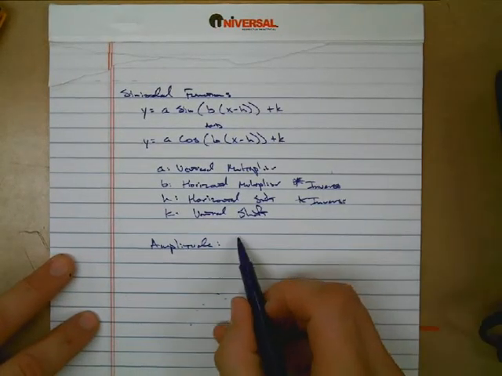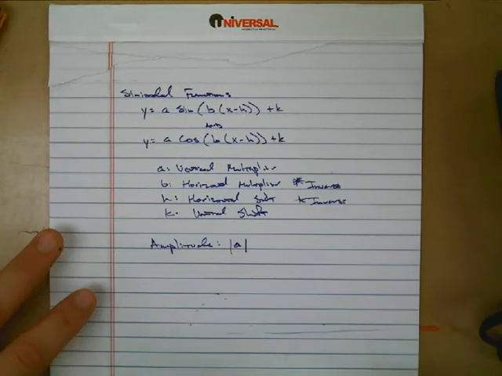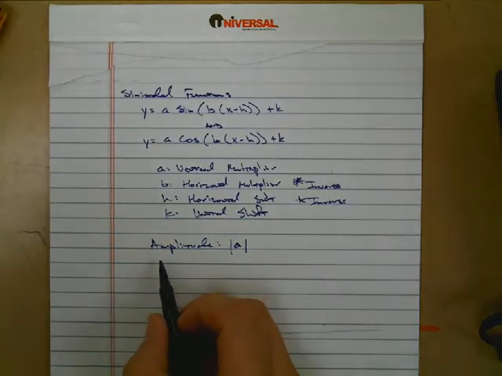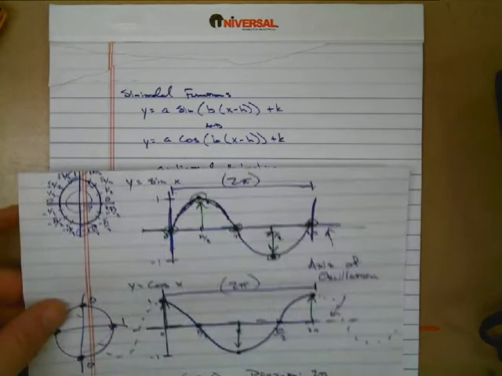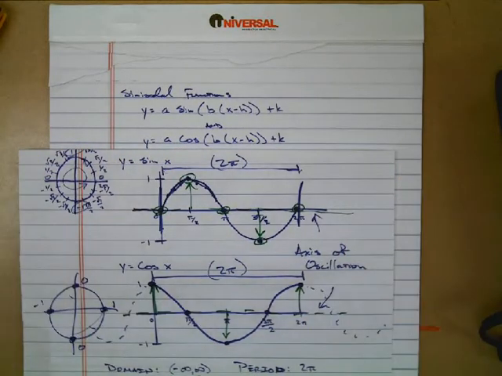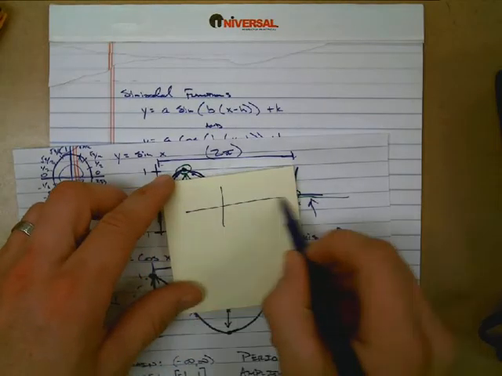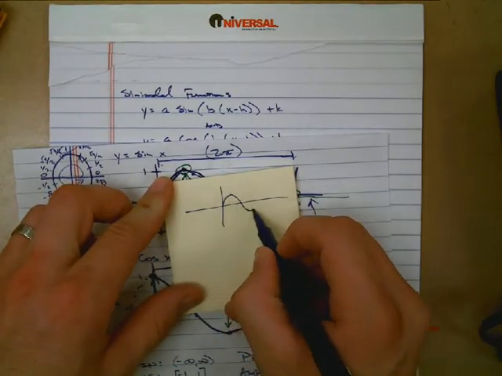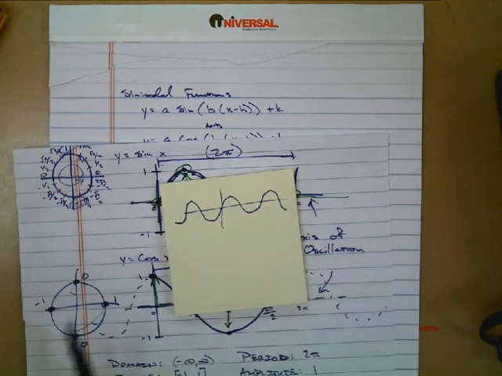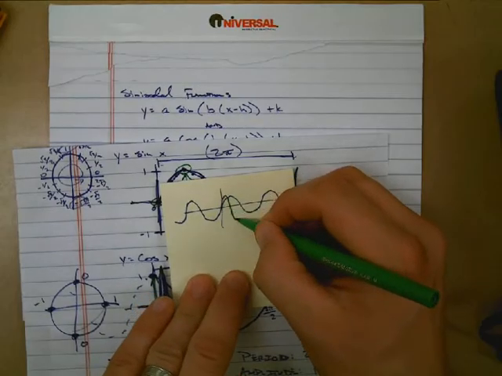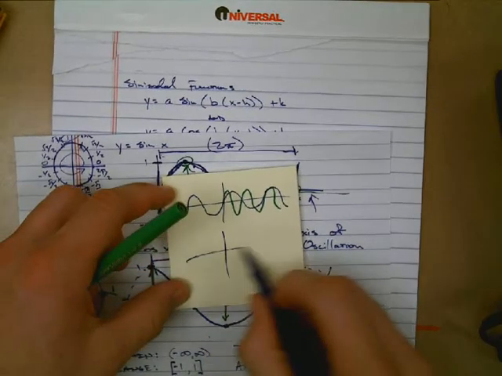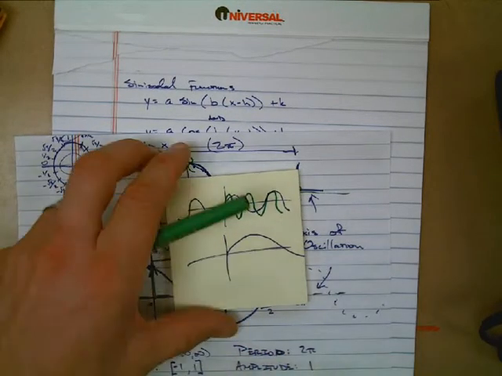B is a horizontal multiplier, so it's going to take these functions and contract or expand them. In other words, we're taking a sine function, something that looks like this, and either making it contract so it happens faster, or expand so it happens slower. Regardless, what's changing when we contract or expand these functions horizontally is that we're affecting the period. Well, we have a formula for that.